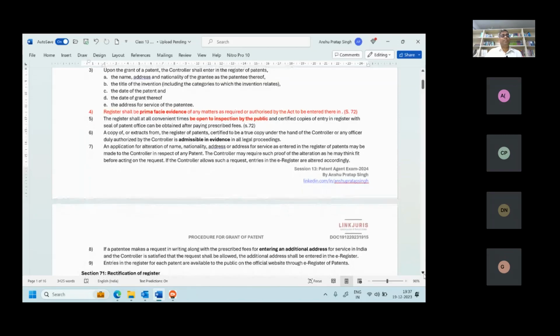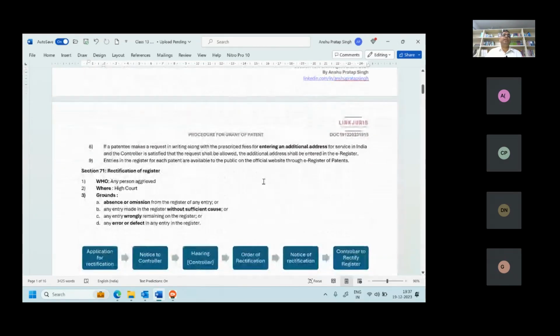change those entries. If a patentee makes a request in writing along with the prescribed fee for entering an additional address for service in India and the Controller is satisfied, he can also enter the additional address for service. Entries in the register for each patent are available publicly on the official website through the e-register of the patent.